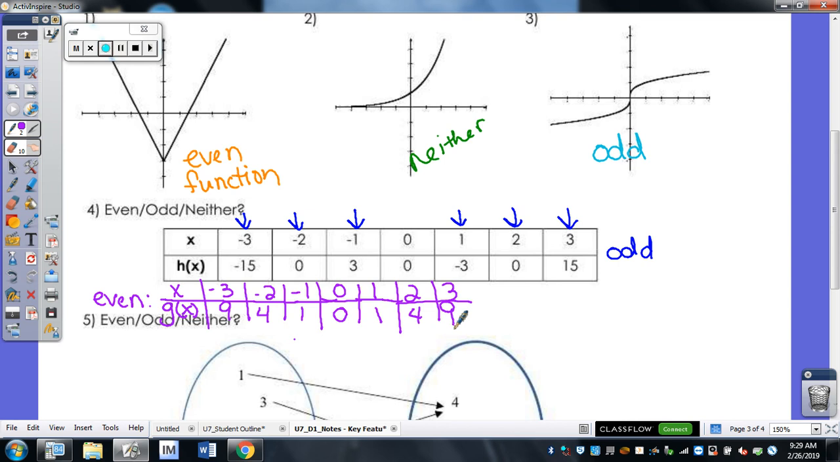So whether you plug in the positive version of a number or the negative version of that number, you get the same answer. That's an even. Odd gives you the opposite sign-wise.